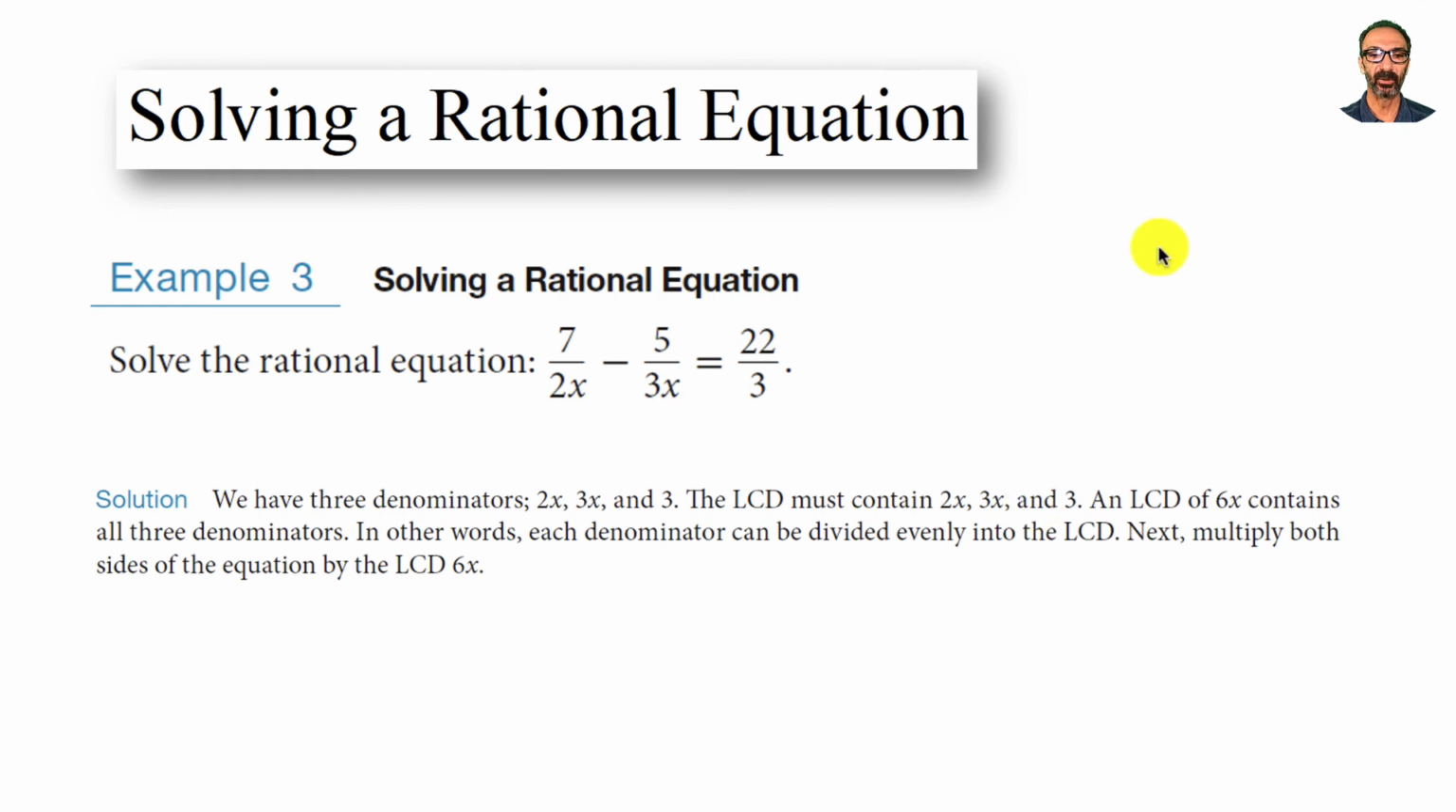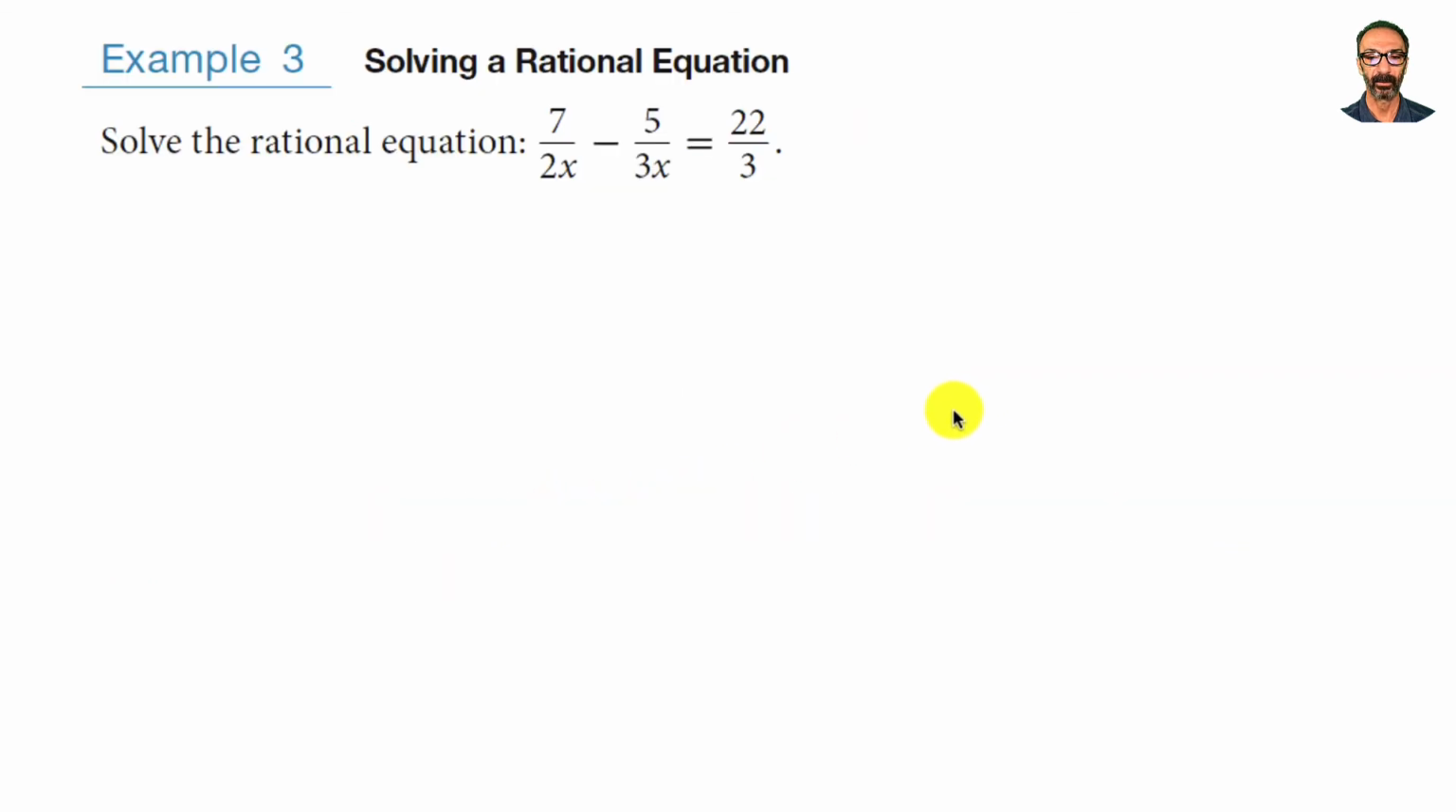Solving a rational equation. This is called a rational equation. To do it, we need to clean up the denominators and get rid of the denominators. Imagine if I could get rid of 2x and 3x and 3. I'm not going to have fractions, which means I'm not going to have rational equations. So the idea is to look for the least common denominator between the denominators 2x, 3x, and 3. That's the same problem.